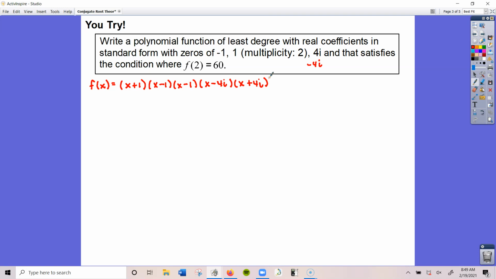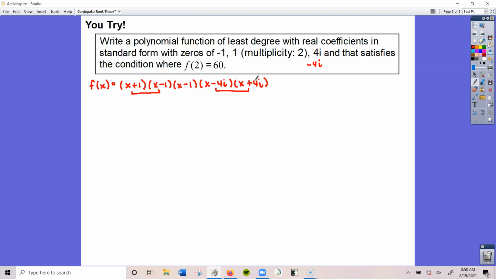So now we've got to multiply all of this out. What I usually do is multiply 2 factors and 2 factors at the same time, just to save on work and space. So I'm going to multiply these 2 first and these 2 at the same time.